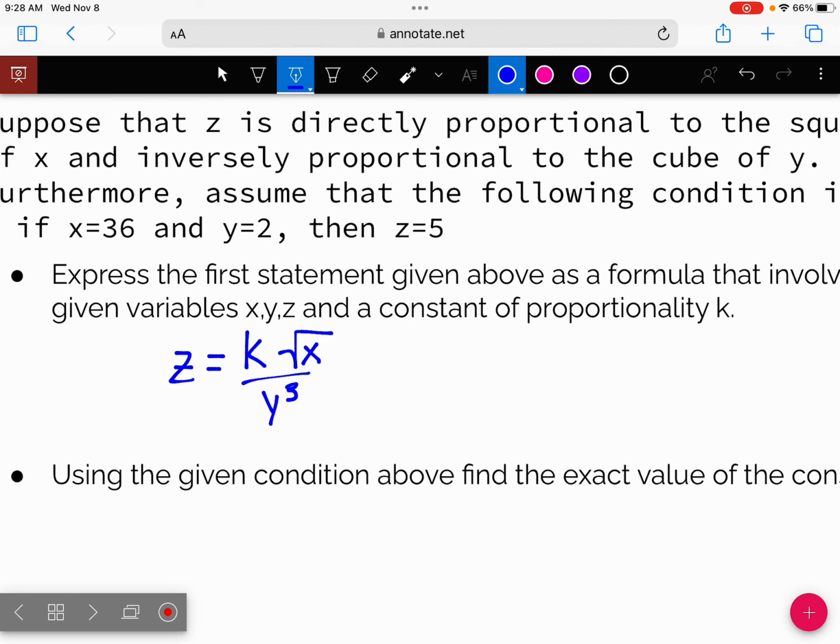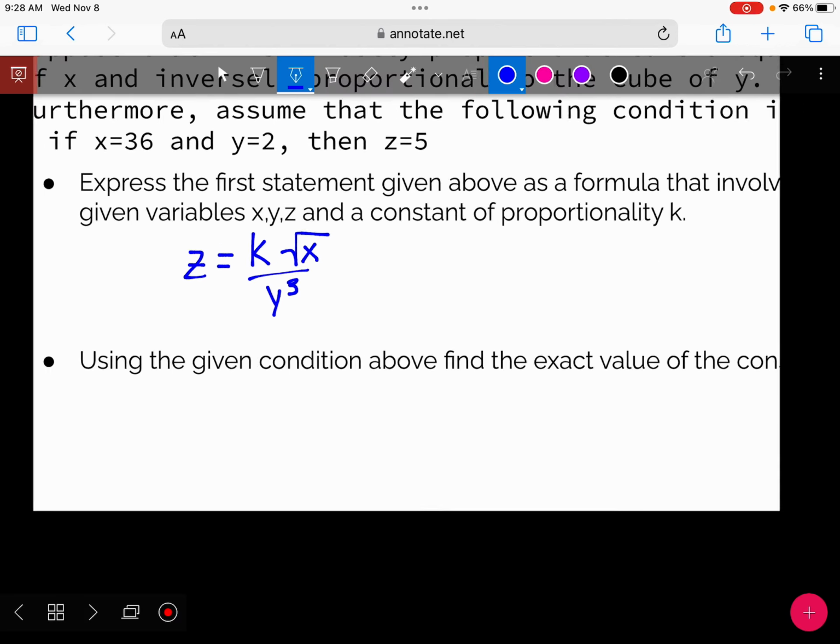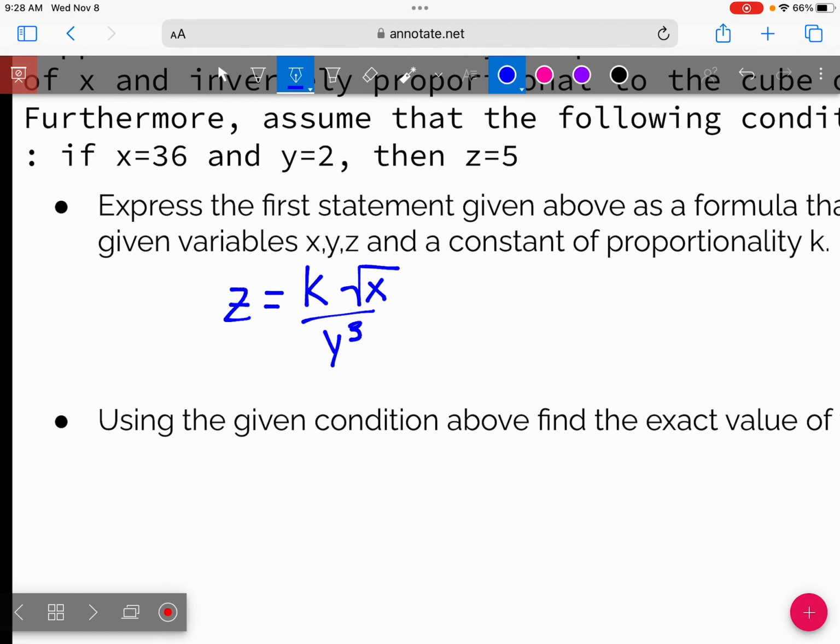They overcomplicate it in the wording, so we have a tendency to overcomplicate it in our brains. Don't let them trick you into overthinking. They're using fancy schmancy words because they want to feel fancy. Okay? Substitute in the values that we have. That's what this part B looks like here. Using the given condition, the numbers. Substitute them in and find the exact value of K.